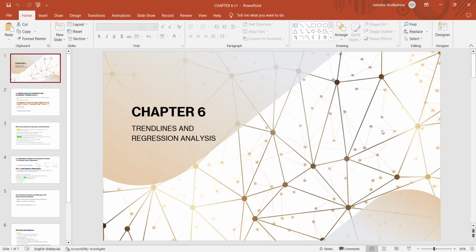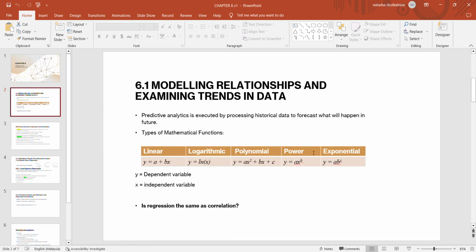So today we will go through chapter 6, trend lines and regression analysis. You may refer to page 108 in your textbook. Okay, so we go to 6.1, modeling relationships and examining the trends in data.